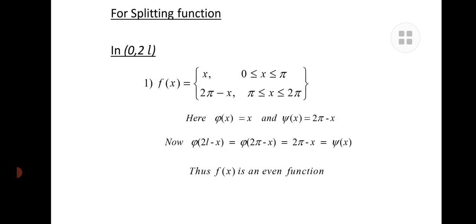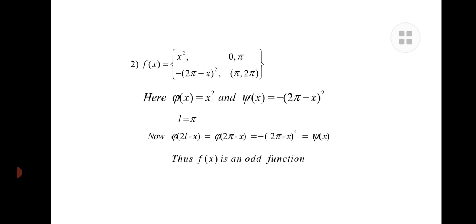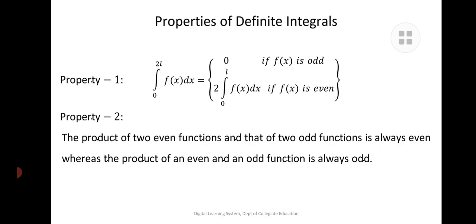The splitting of the interval 0 to 2 pi: f of x is equal to x for 0 less than x less than pi, and pi minus x for pi less than x less than 2 pi, where psi of x is equal to x in the interval 0 to pi, and psi of 2 pi minus x is pi minus x. Here are some more examples related to the same.